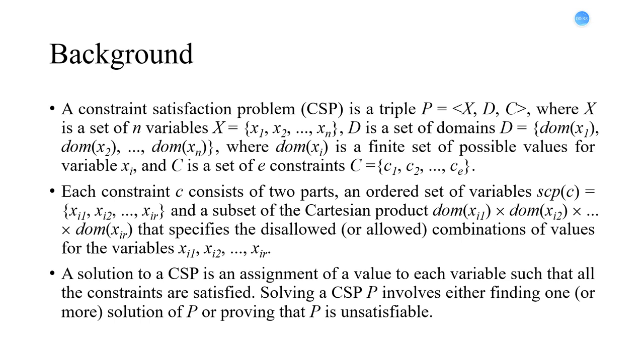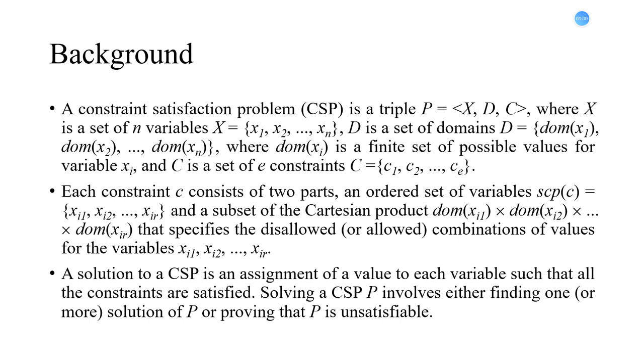Let's start from the background. The constraint satisfaction problem is a triple P = (X, D, C), where X is a set of n variables, D is a set of domains where each dom(Xi) is a finite set of possible values for variable Xi, and C is a set of constraints.